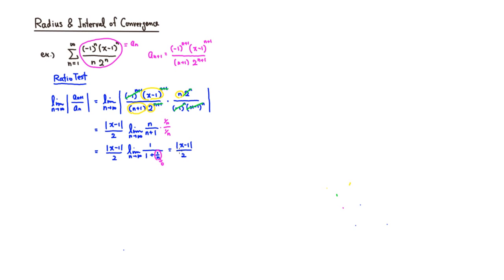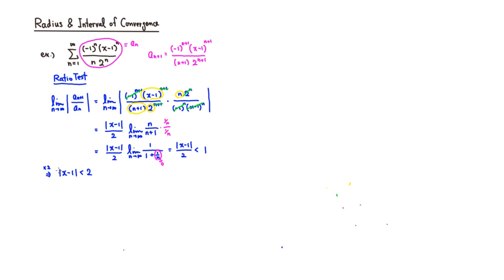Since this is a ratio test, we want to make sure that this is strictly less than 1. Then I'm going to try to isolate the absolute value of x minus 1. So I'm going to multiply both sides by 2. We get the absolute value of x minus 1 is less than 2. So make sure that the coefficient in front of x is going to be 1.